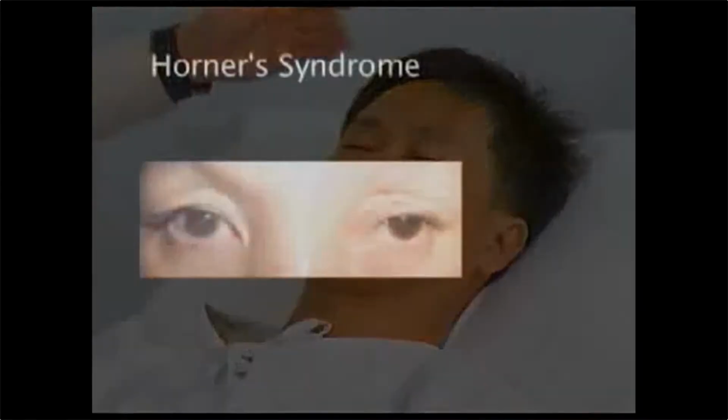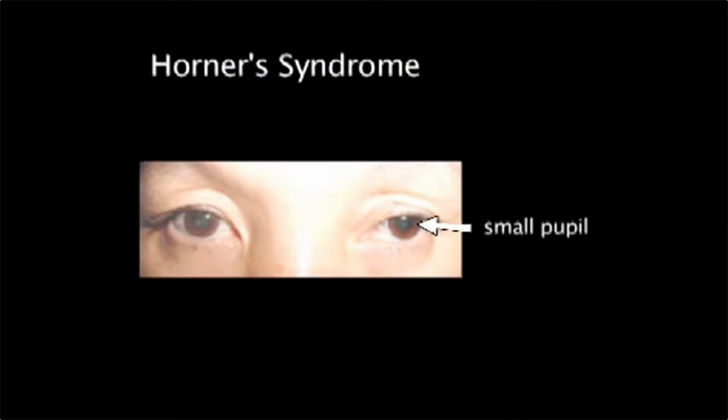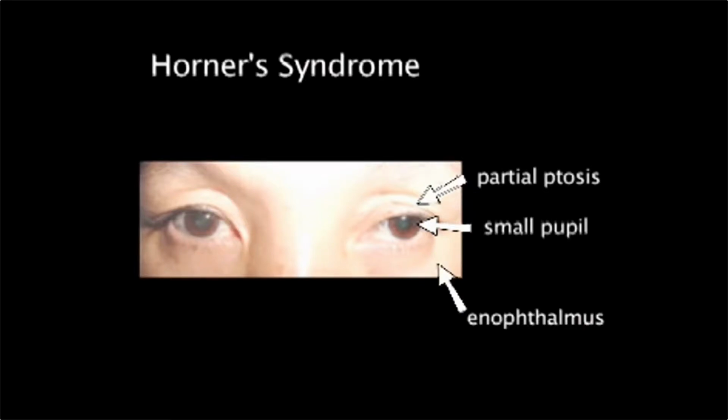Before I forget, there are some rarer signs in the face, for example, Horner syndrome. Horner syndrome constitutes a small pupil, partial ptosis, indrawing of the eye orbit, so-called enophthalmos, and also there's anhidrosis of the side of the face. And Horner syndrome can present in a lung condition whenever there's extensive tumor involvement that affects the sympathetic chain.